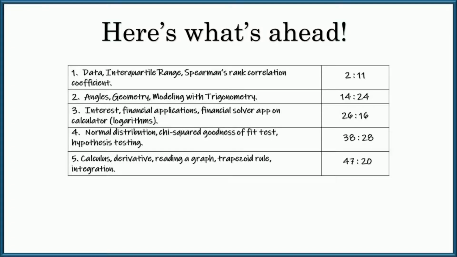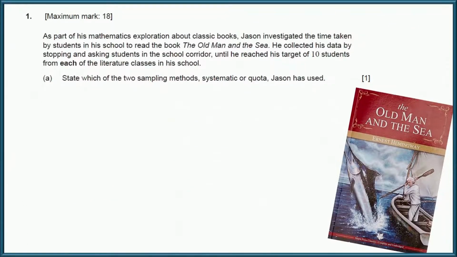Okay, let's dive into problem number 1. All right, so as part of his mathematics exploration about classic books, Jason investigated the time taken by students in his school to read the book Old Man and the Sea. He collected his data by stopping and asking students in the school corridor until he reached his target of 10 students from each, that's bold, of the literature classes in his school. All right, make sure you read this very carefully every single time. The information they give you, those are the clues you have to use to answer the question. So start there. All right, now state which of the 2 sampling methods, systematic or quota, Jason has used.